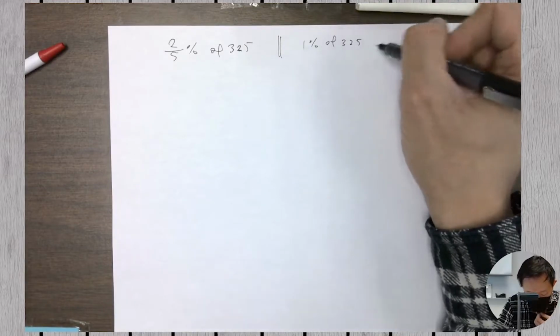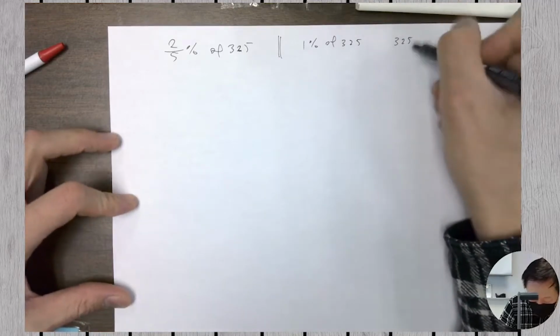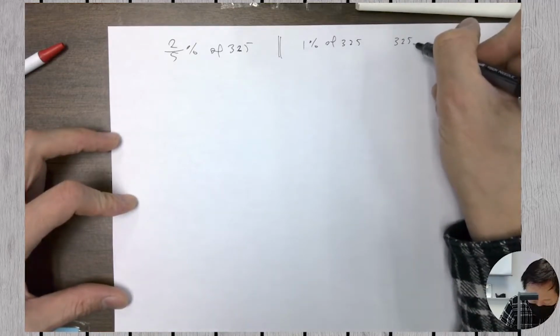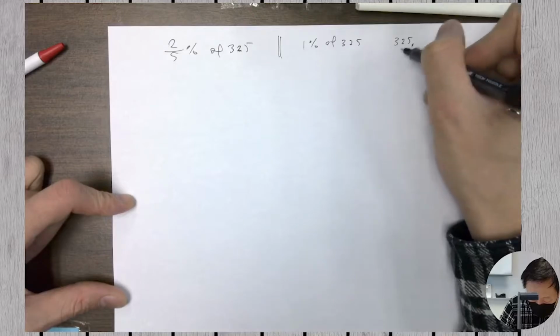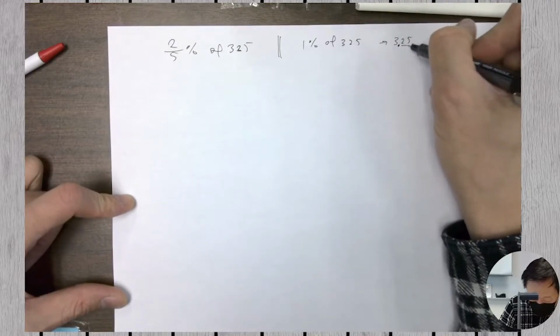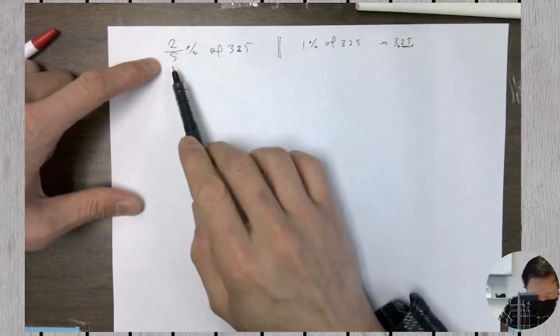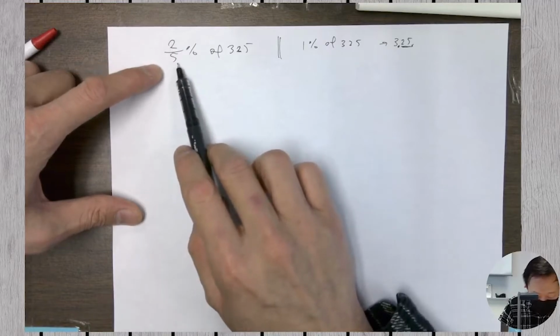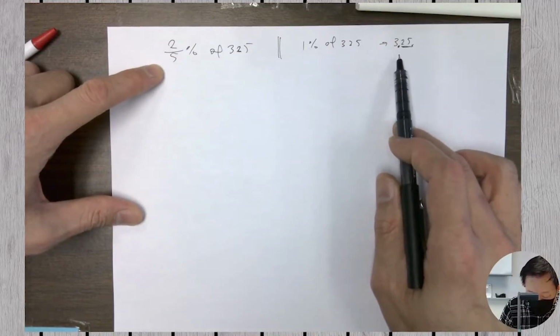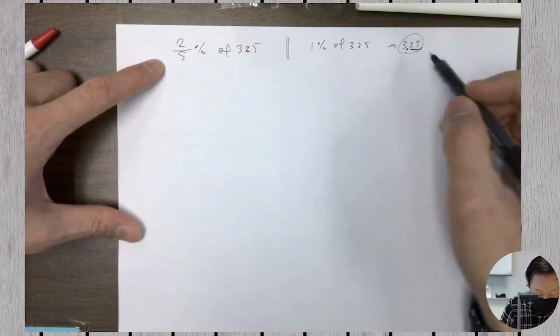1%. So 100% would be 325. 1% would be really moving this decimal to the left by 2. So 1% would be 3.25. All right? And this is less than 1%. This is like 40% of 1%, which is going to be much less than that number, okay? Like less than half.